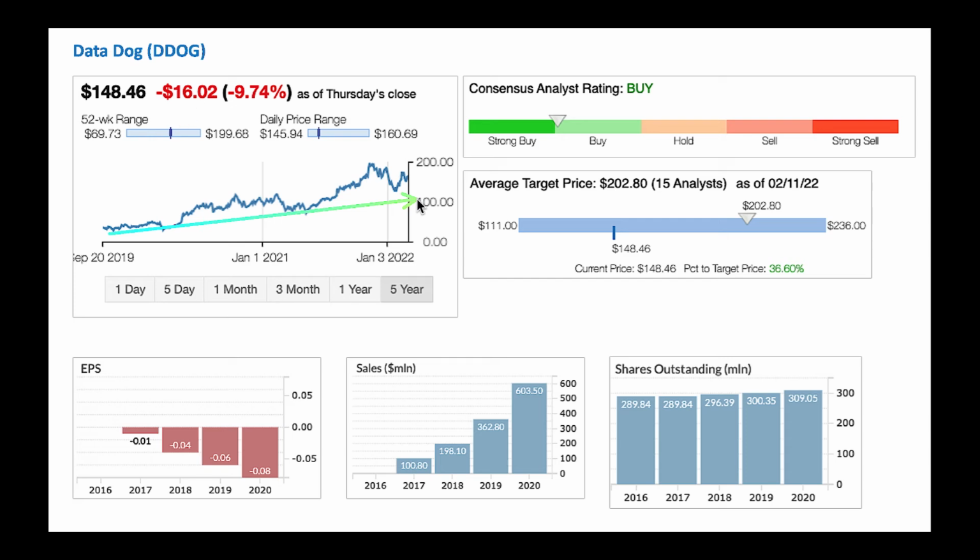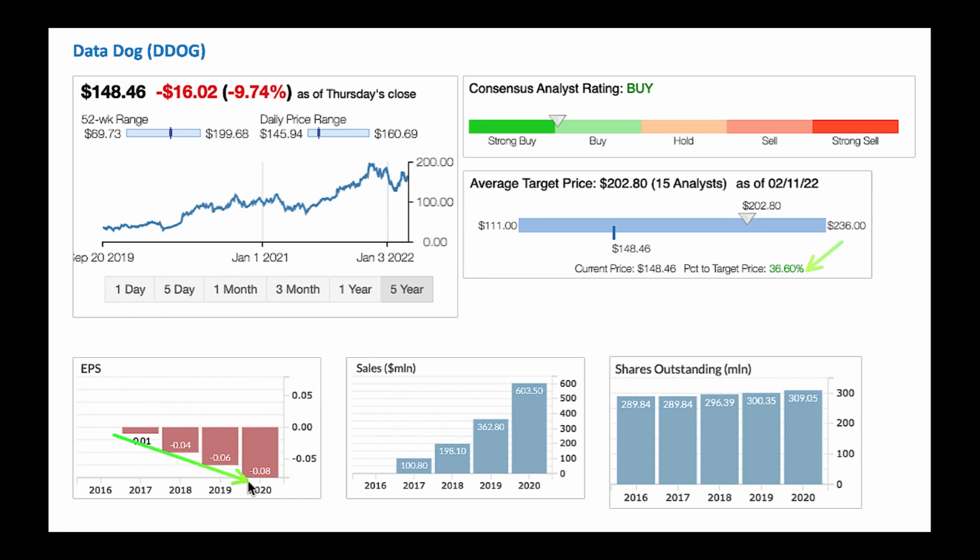I think it's a growth stock, as you can see here. And up here, we got a nice buy rating from analysts. We got here 15 analysts covering the stock and giving a buy rating here. And look, right now, the target price is 202. And there's a nice 36% upside from the current price to reach the target price. And as you can see here, this is a growth company.